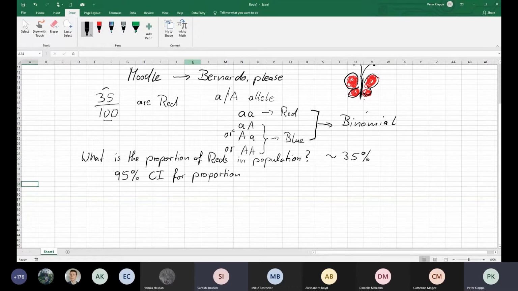Okay, so what's the 95% confidence interval for the proportion? I showed you how we can do the calculation by hand. And we said we can use what is called the Wald correction or Wald amendment, in which we add 2 and 4 to our numbers. So we would get 35 plus 2 divided by 100 plus 4.